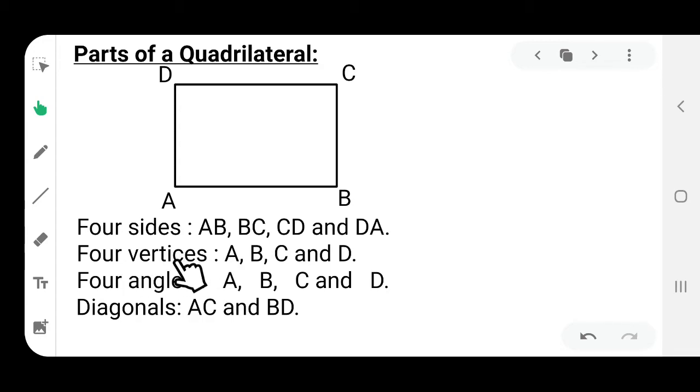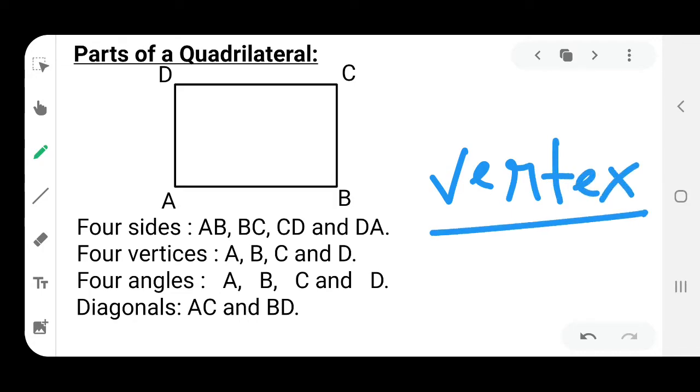Now what are vertices? Vertices means the corner points. If it is single, it is written as vertex, but if it is more than one, that is in plural, it is written as vertices. So the four vertices are A, B, C, and D.